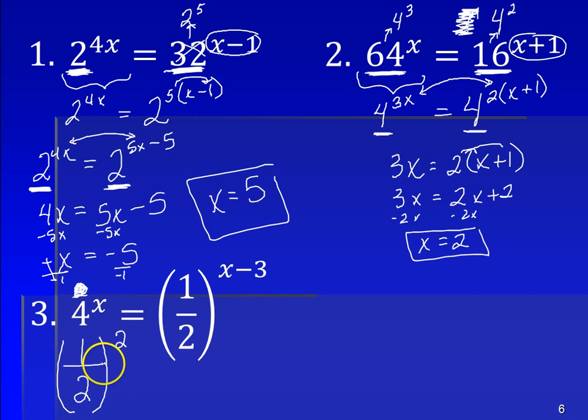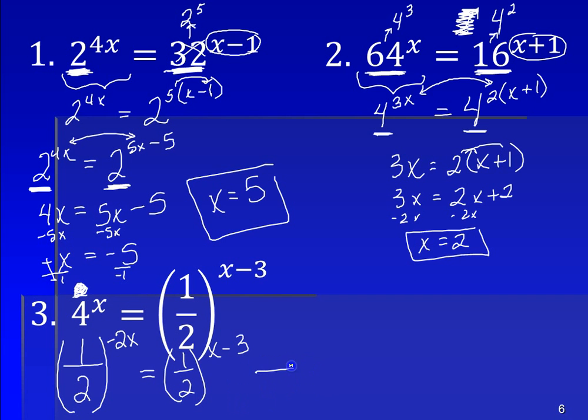Well, how do you take a fraction and flip it? The power needs to be negative. So 1/2 to a power of -2 is 4. Okay, so I took my 4 and changed it into a 1/2. So this is 1/2 to the -2, which is 4. Got to put my x on there. Equals 1/2 to a power of x minus 3.